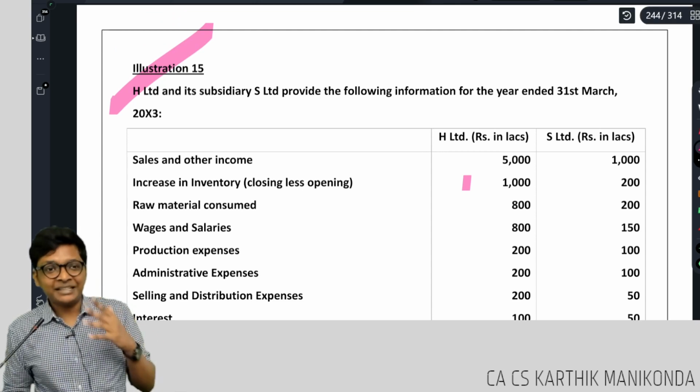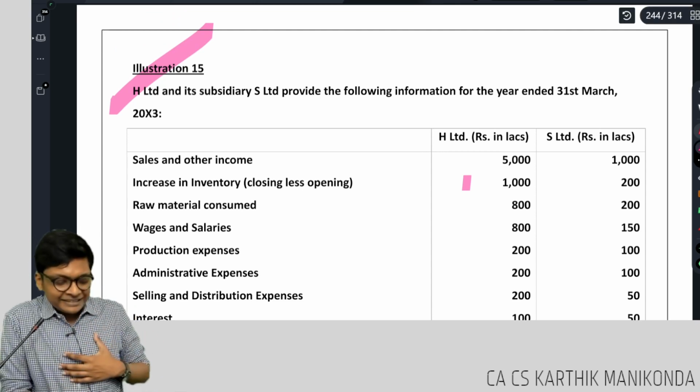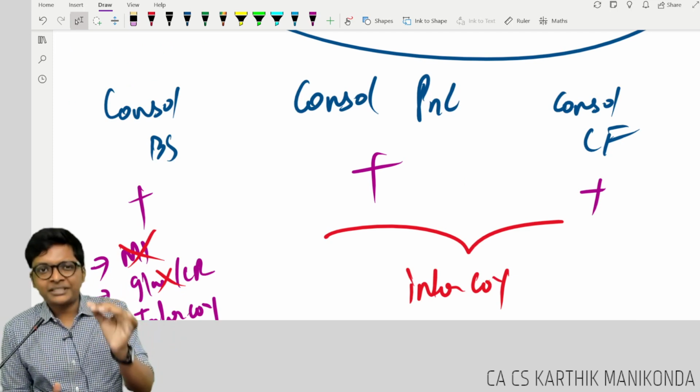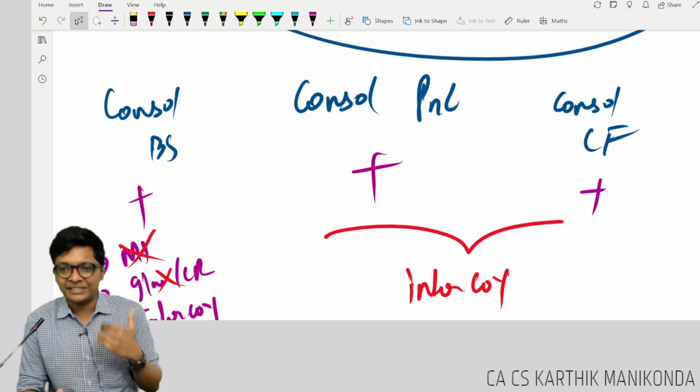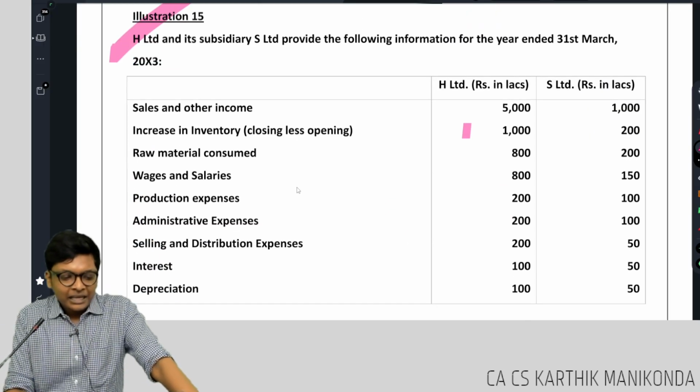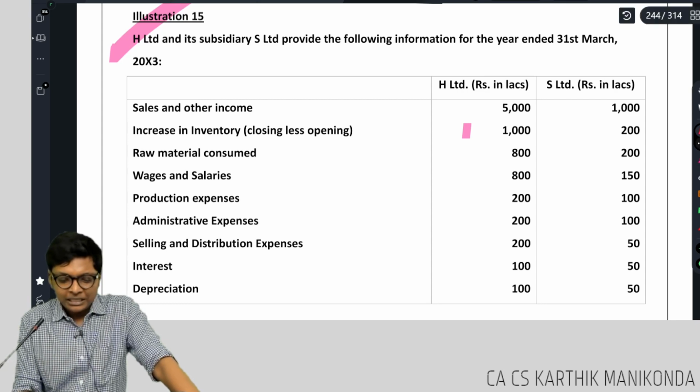H&S, simple sum, easy sum. Cash flow was easier, just line by line addition. This also is similar, just 1 or 2 small adjustments additionally we will get. That's all. Illustration 15. H&S provide the following information.